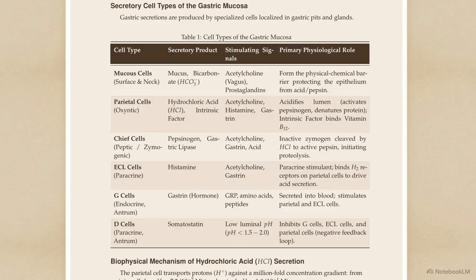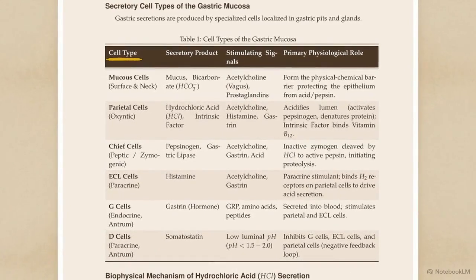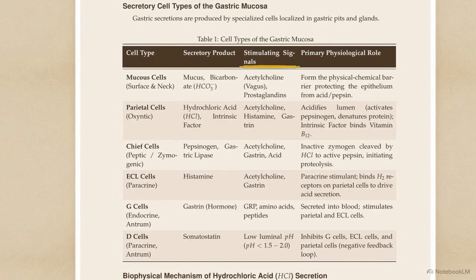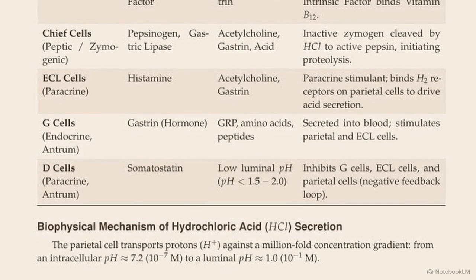This table outlines the 6 specialized cell types within the gastric mucosa that make this extreme environment possible. Note the strict separation of cellular duties on the left and their specific secretory products on the right. Looking at the stimulating signals column, you see a division in how these cells communicate. G cells act endocrinely, releasing gastrin directly into the bloodstream. ECL and D cells act paracrinely, signaling only their immediate cellular neighbors. D cells specifically trigger a negative feedback loop to shut down acid production when luminal pH drops below 1.5.